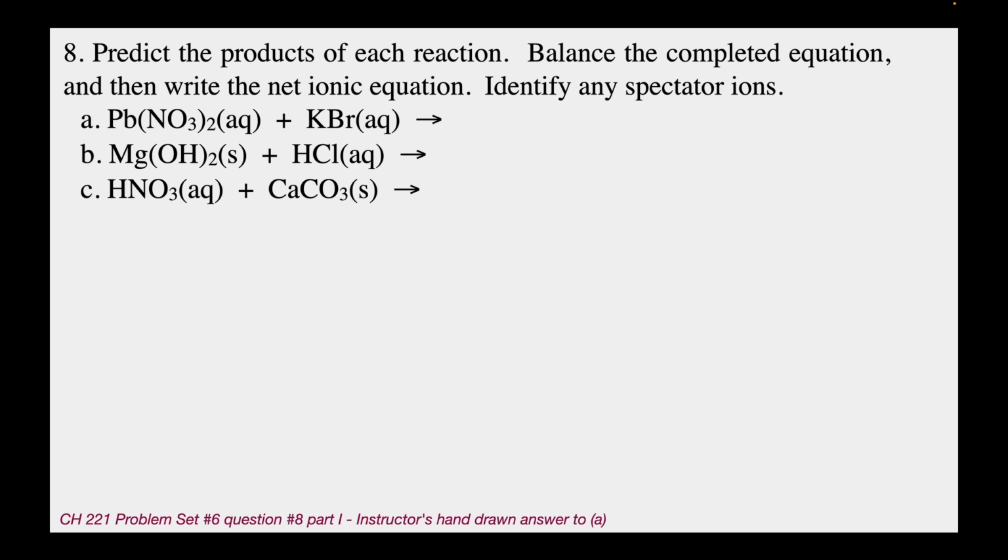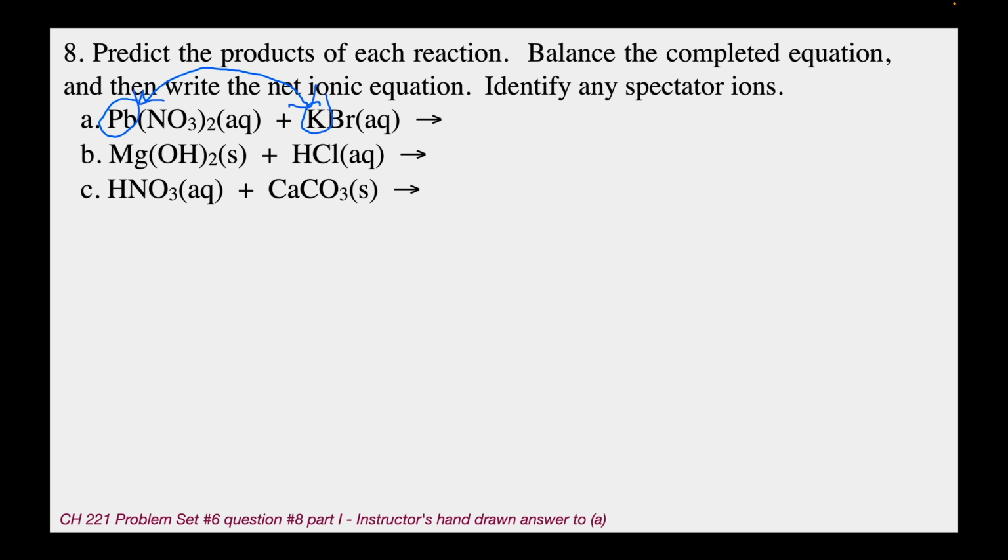But anyway, how these reactions work is you want to have the similar species trade places with each other. So on A, lead and potassium are both metals. And what's going to happen in these kinds of reactions is they're going to switch places. So the lead will start dancing with bromide, and the potassium will start dancing with nitrate, NO3.